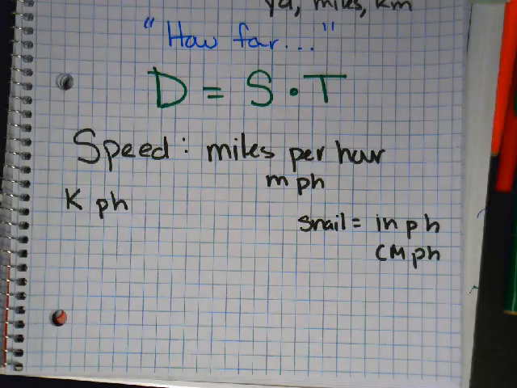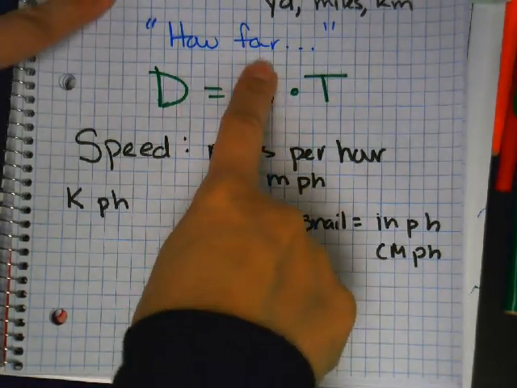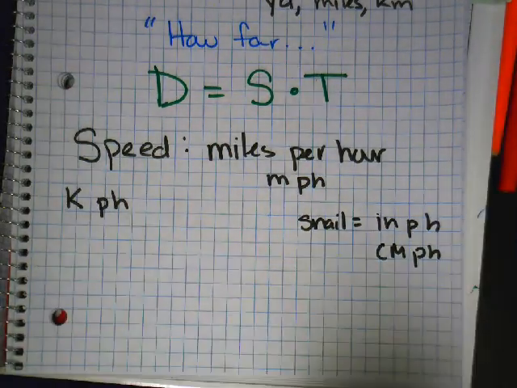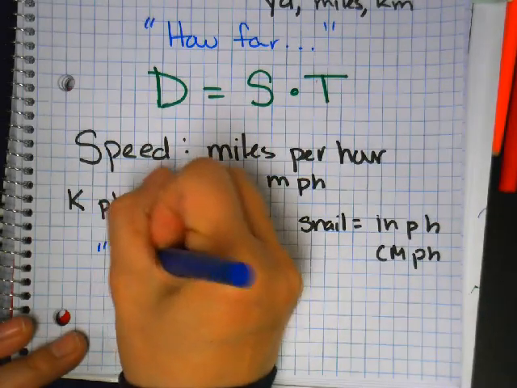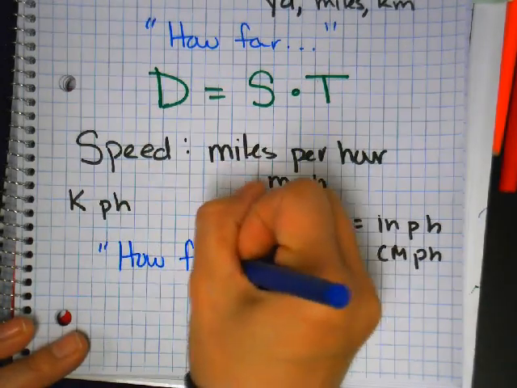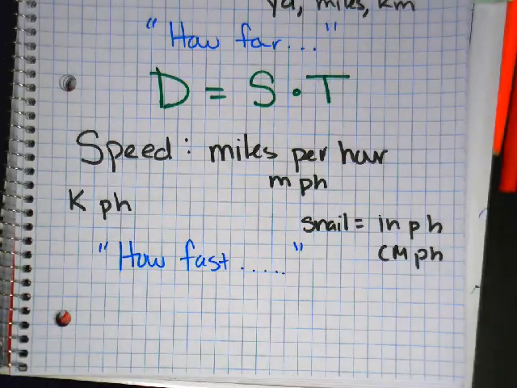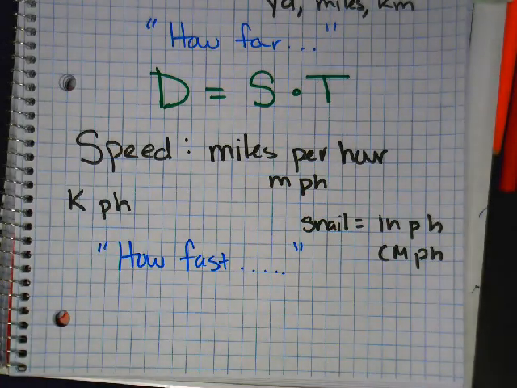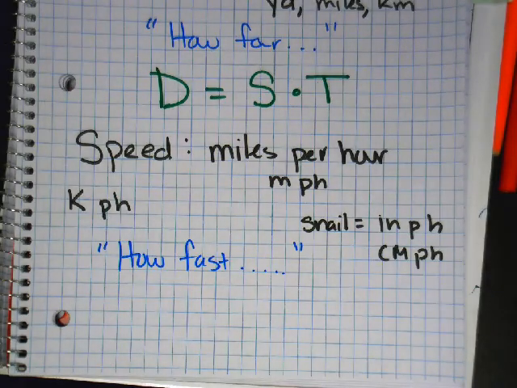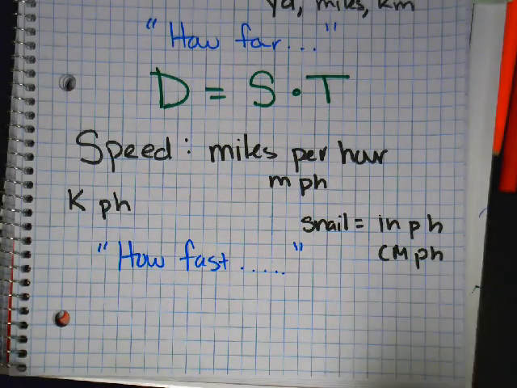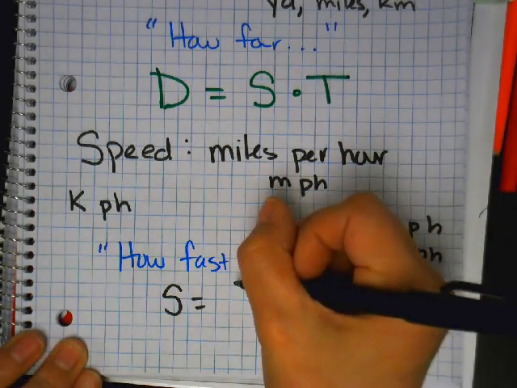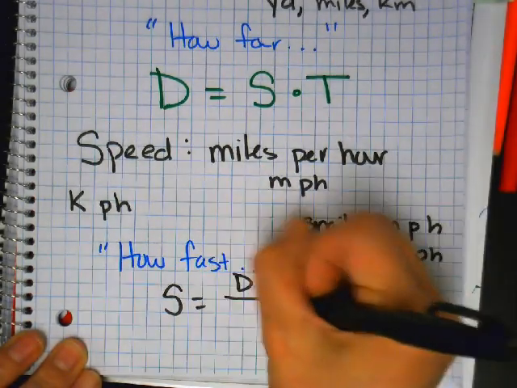Now, how do you think the question's gonna start? The distance was how far. What do you think for speed? How fast. Good. So if you read how fast did the snail crawl, you're solving for speed. Now, what's the formula for speed? Speed equals distance divided by time.